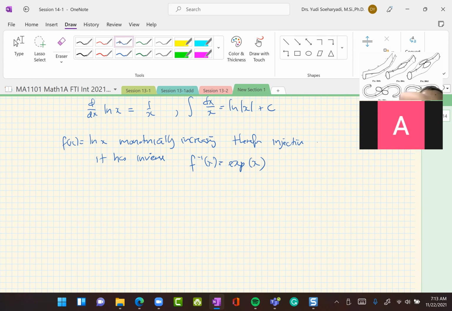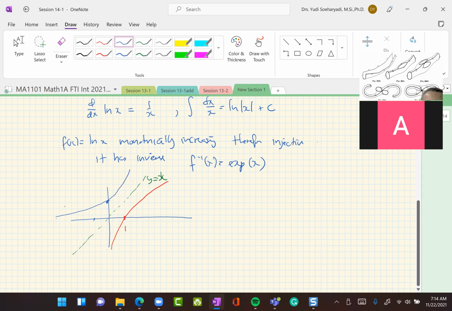So if we draw the pictures, right? So this is the ln. So this is 1 over t. This ln of 1 is 0. Okay. And this is the diagonal, x. Oh sorry, this is the inverse. So this is exp. The red one is ln of x.